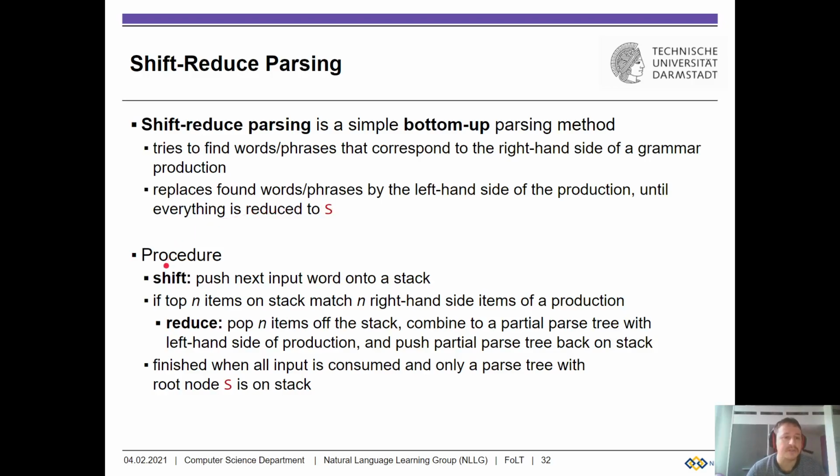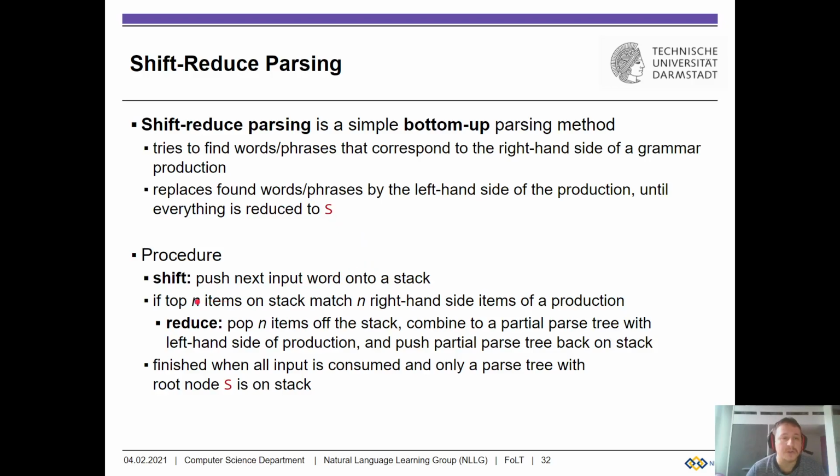The procedure is as follows. We have two operations. The one operation is called shift and the other is called reduce, and those two operations give the name for the parsing technique. We also have two data structures. The one data structure, a list for example, stores our input words, and another list which we call the stack, on which we process the symbols until we hopefully reach the sentence symbol S.